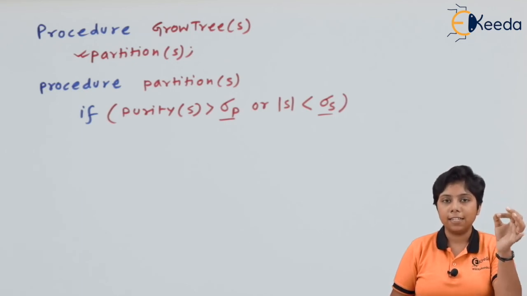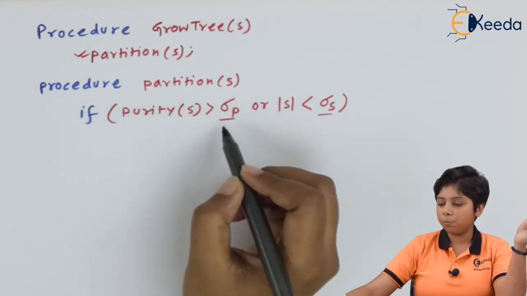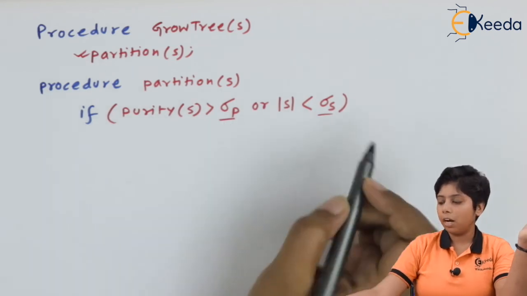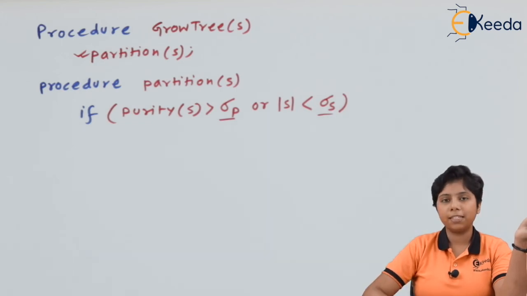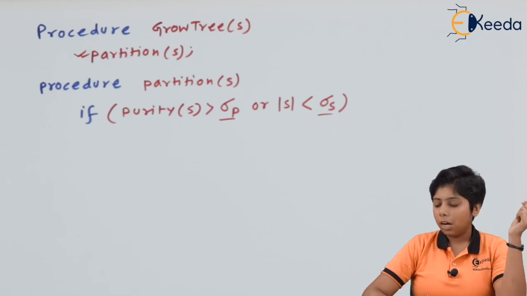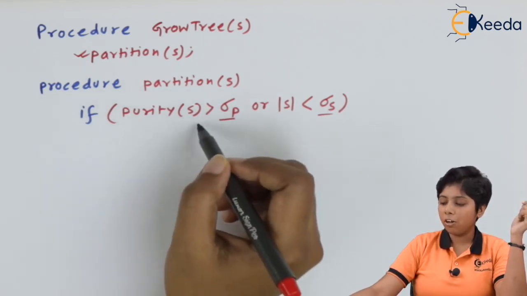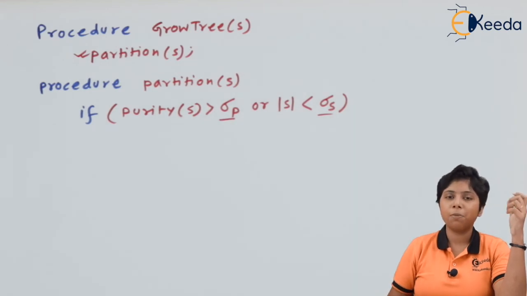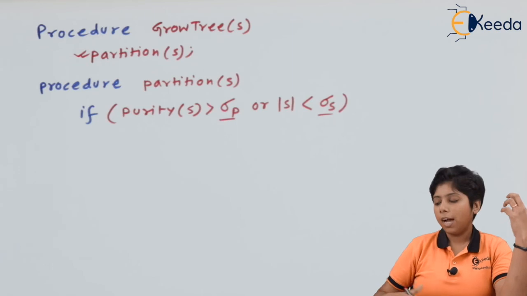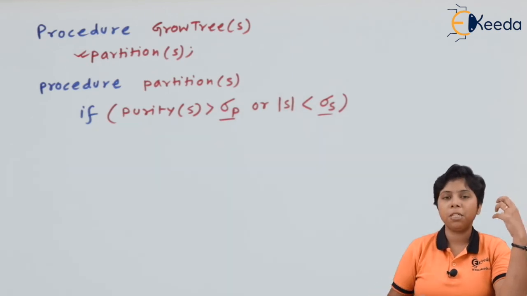The maximum value of purity is delta P, which is greater than 0, and delta S is the minimum size that can occur in this decision tree. That means at least one root node with two classes can be there. Now we check whether the purity of S is greater than delta P. If the purity goes beyond the cutoff and the size is less than the minimum size of a decision tree, then we cannot partition the tree anymore.